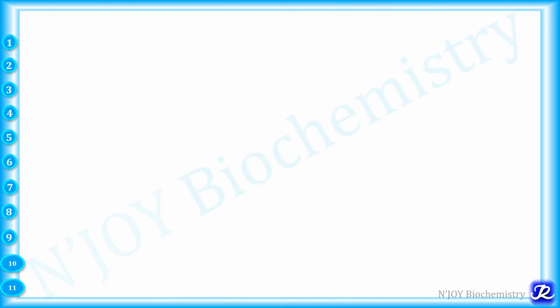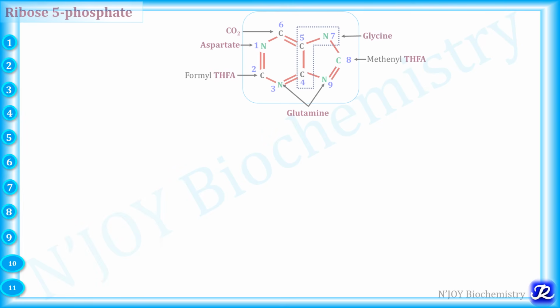Let's summarize today's topic, that is de novo synthesis of purine nucleotides, and this purine biosynthesis has 11 steps. There is first formation of IMP, that is inosine monophosphate, and from this IMP, AMP and GMP can be formed. This purine biosynthesis occurs in the liver. The starting material is ribose 5-phosphate, which is derived from the HMP pathway, and the purine ring is built upon the pre-existing ribose 5-phosphate. So there are 11 important steps.